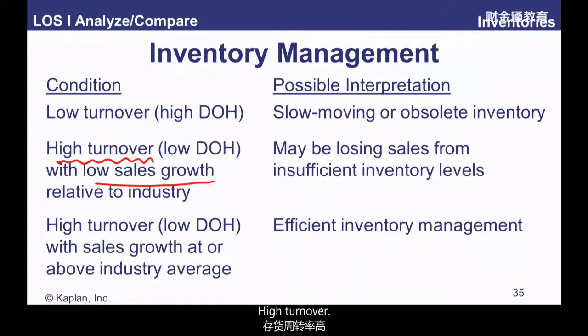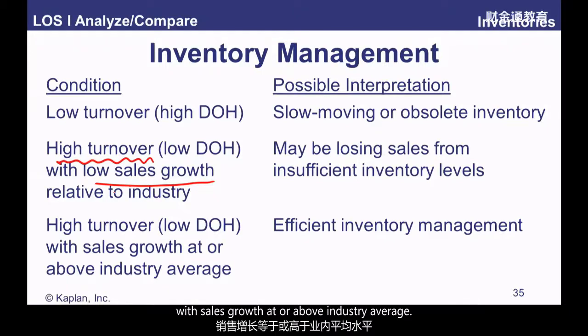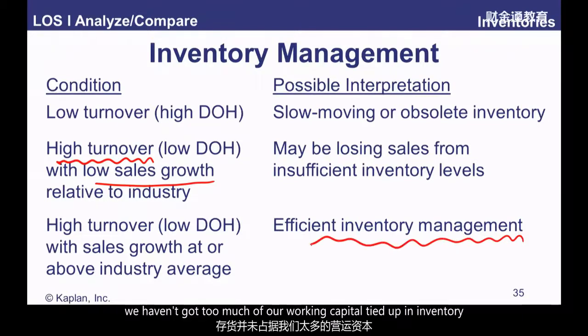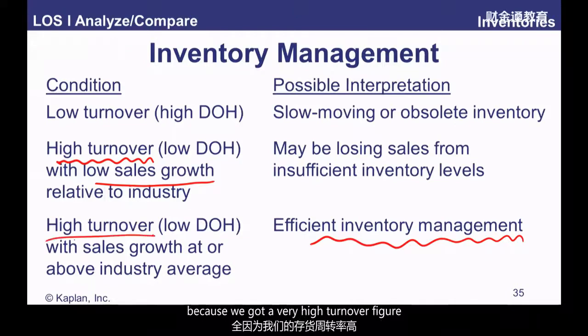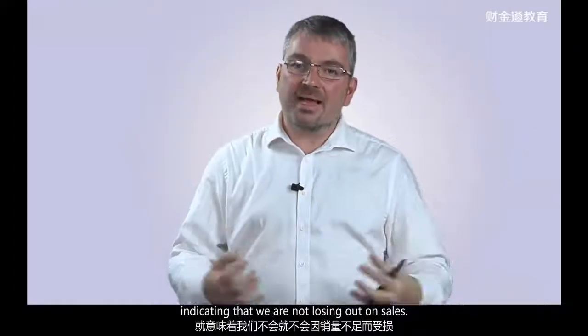High turnover. Okay, so again we've got high turnover, so very rapid turnover of your inventory, low days of inventory on hand, a very quick period between receiving raw materials and selling finished goods. With sales growth at or above industry average, well, of course, here's the nirvana. We haven't got too much of our working capital tied up in inventory because we've got a very high turnover figure, low days of inventory on hand, but our sales growth, of course, is close to the industry average, indicating that we're not losing out on sales.